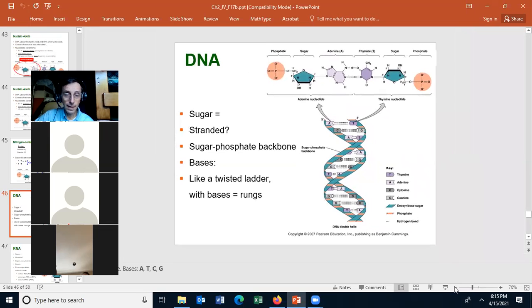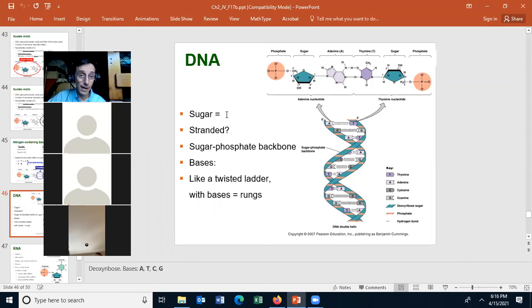I should mention that DNA is a double-stranded molecule, with one strand being held together with covalent bonds, and it binds to the second strand only with hydrogen bonds. So DNA is double-stranded. What's the sugar for DNA? Does anyone remember? Come on, look it up if you don't remember. The sugar is deoxyribose. Okay. The bases are A, T, G, and C.